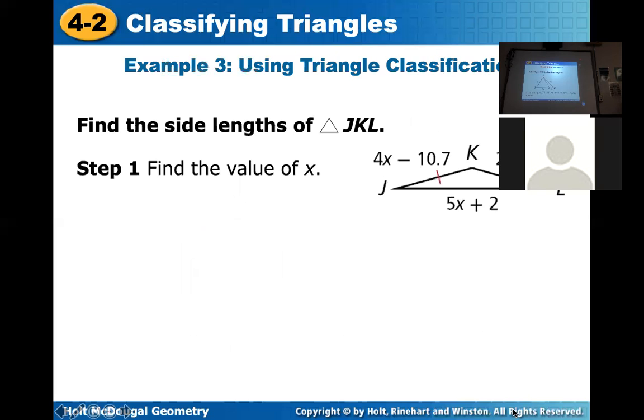All right, now we're going to use triangle classification. So now you're going to be given some information about a triangle, and then you're going to use what you know about those classifications to solve for some side lengths or some angles. In this case, we have 3 side lengths. We have JK, KL, and JL, and we have this triangle. And what kind of triangle is this?